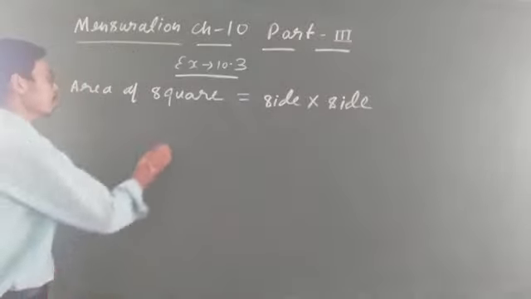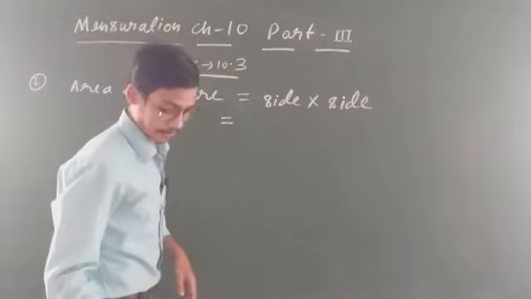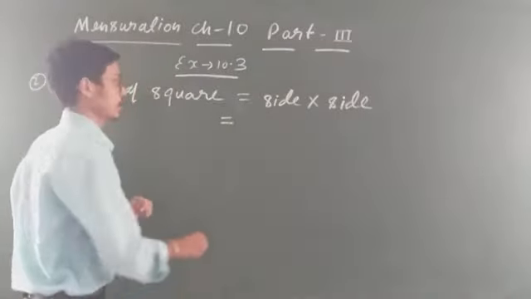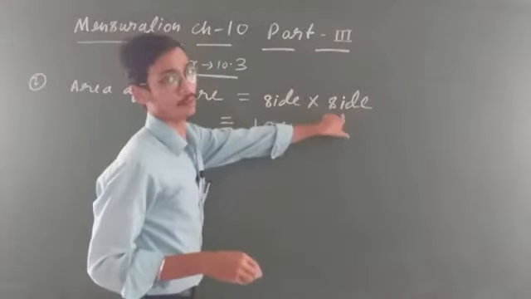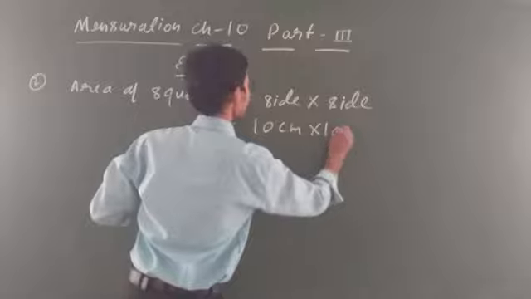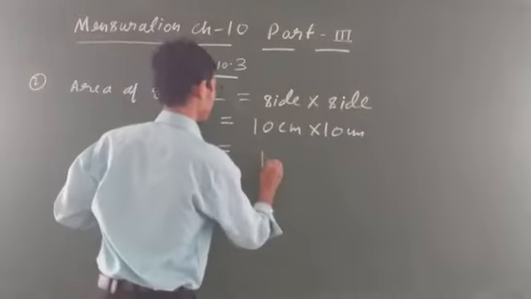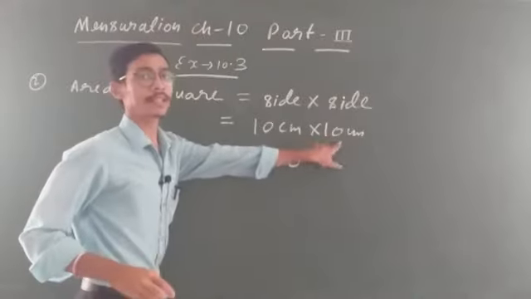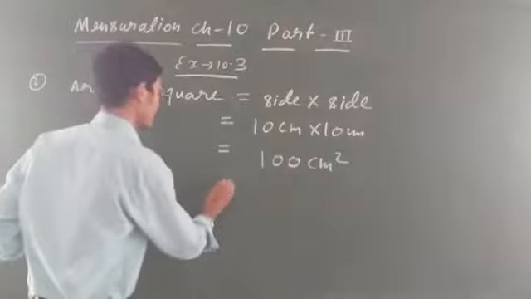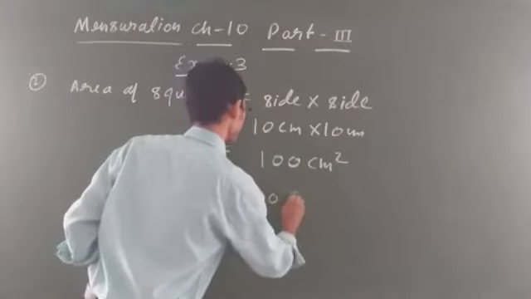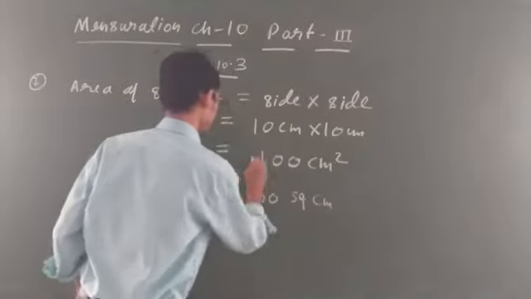In the formula we discussed, you know that side into side. What is given? Find the area of the square whose sides are 10 cm. So side first is 10 cm. This one is a side, this one is a side. Both are the same. Again you will write 10 cm. This will become 10 times 10 is 100. 100 you will write, and centimeter times centimeter, this will become centimeter square. Or you can write 100 cm squared.